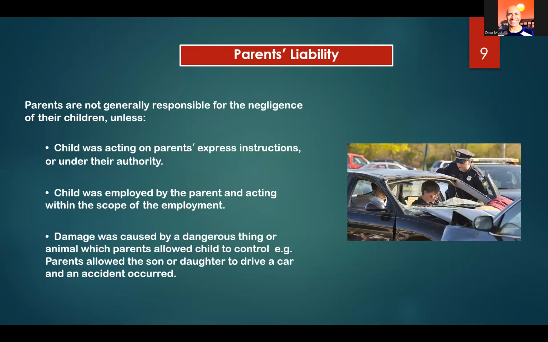The third one is damage caused by a dangerous thing or an animal which the parents allowed the child to control. Like, for example, the parents allowed the son or daughter to drive a car and an accident occurred. So you gave them the key to drive the car. Okay, so that means you allowed them to do it with your consent, and something went wrong, they hurt somebody. Now, you will be liable for it. Okay, so that's the parents' liability.